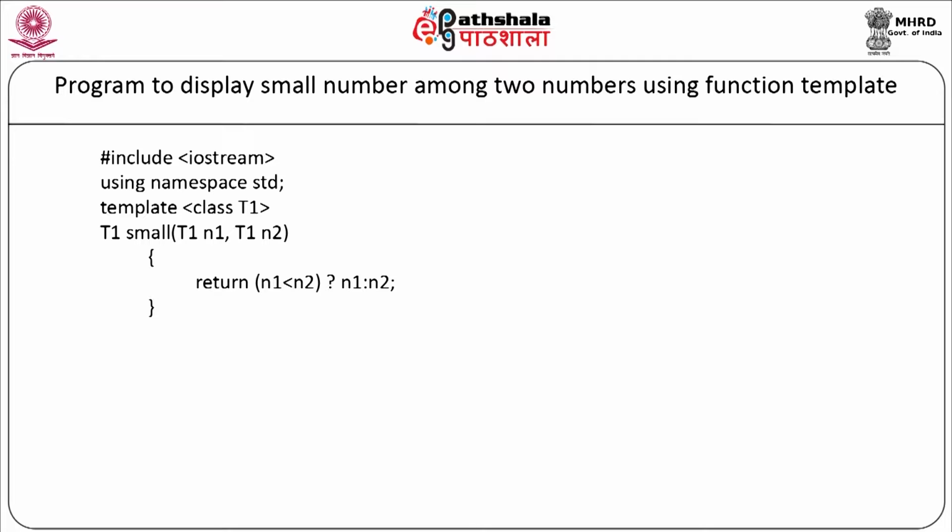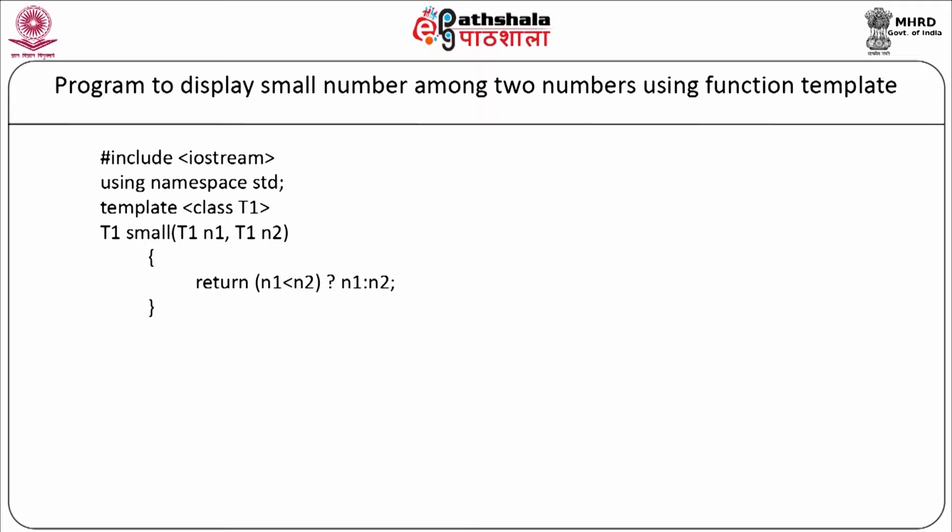Depending on the data type that is passed, if the data type is integer, then the return type of this particular function will be integer. The first parameter n1 will be of type integer, and the second parameter n2 will be of type integer. If the parameter that is passed is of type float, then the return type of the small function will be float. The first parameter n1 will be float and the second parameter n2 will be float.